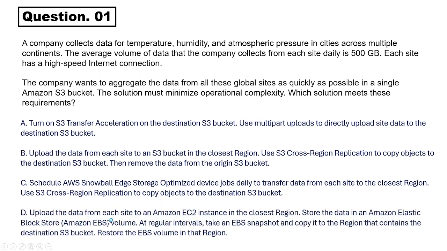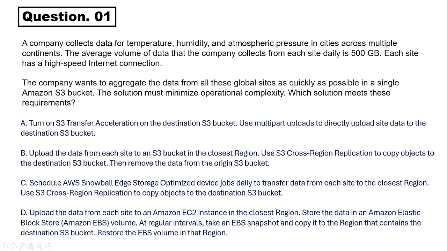Option D, upload the data from each site to an Amazon EC2 instance in the closest region. Store the data in an Amazon Elastic Block Store, that is EBS volume, at regular intervals. Take an EBS snapshot and copy it to the region that contains the destination S3 bucket. Restore the EBS volume in that region.